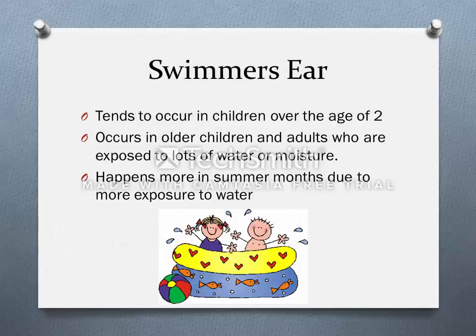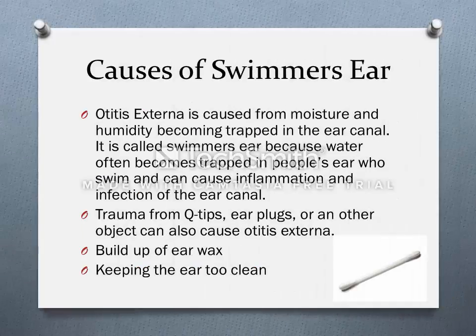Swimmer's ear tends to occur in children over the age of 2. It usually occurs in older children and adults who are exposed to lots of water and moisture, and it tends to happen more in the summer months rather than the winter months because obviously in the summer months we're more in lakes and pools and getting a lot more sweat, and so there's a lot more moisture that has a tendency to build up.